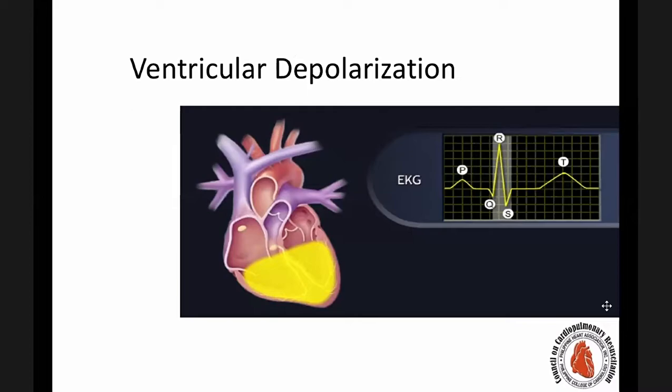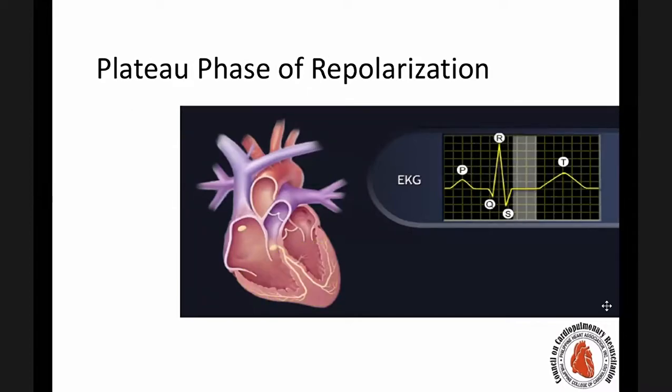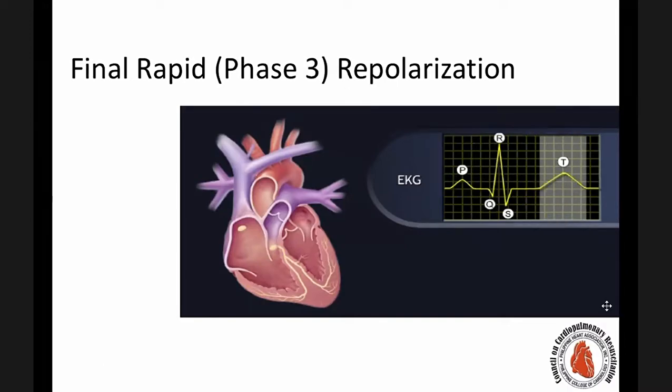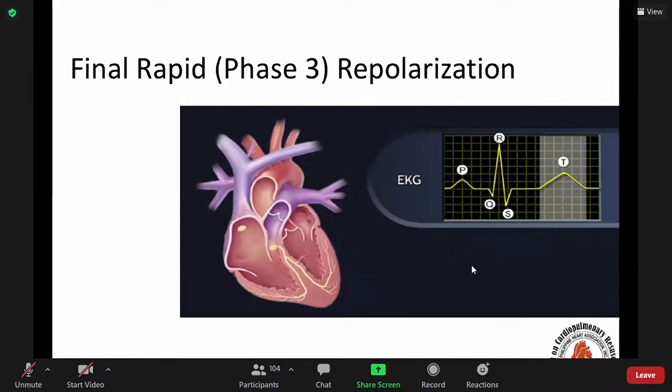And then once all the contraction of the ventricles happened, the repolarization starts. That's where you produce the T wave. And after the T wave is produced, that's where the actual ventricular relaxation happens. So we cannot see on ECG the atrial relaxation because it is buried beneath the QRS complex.